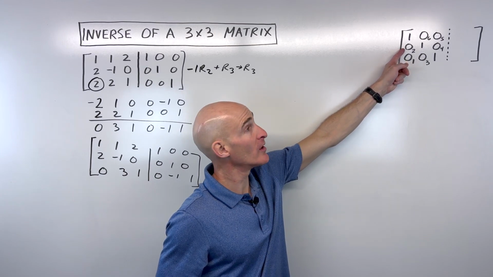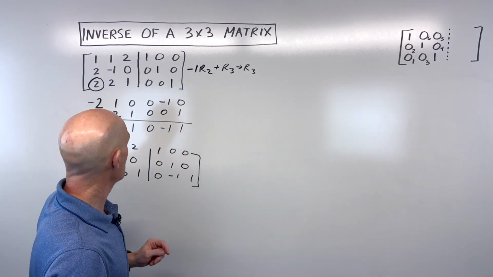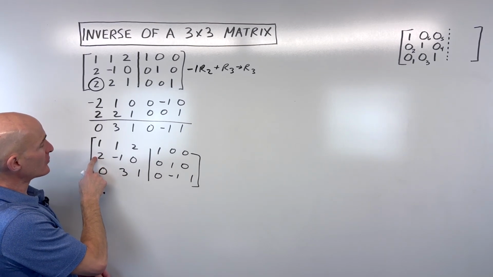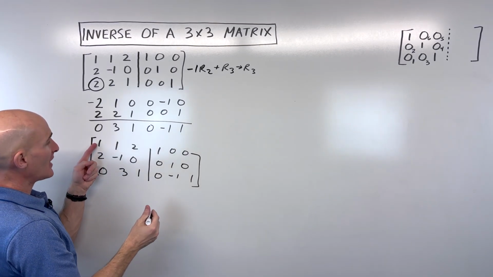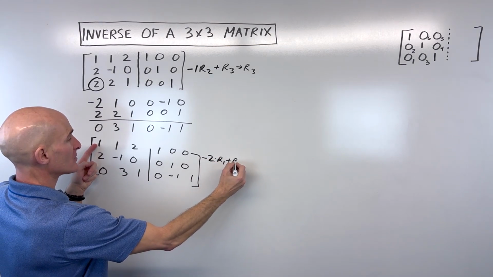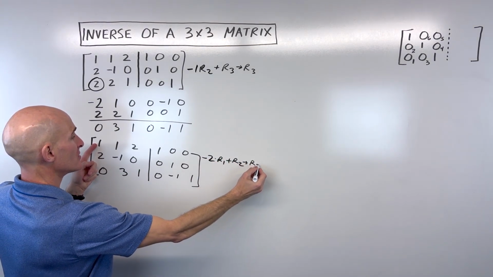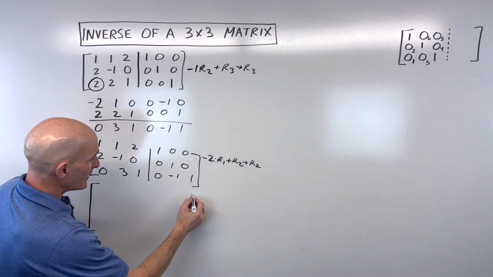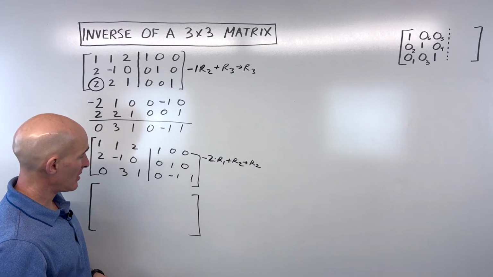We want to get 0 right above it here. That's the next step. So how am I going to get this to be 0? Well, I'm going to have to combine the first and second rows together. And the way I'm going to do that is negative 2 times row 1 plus row 2, and the answer is going to go into row 2. Now this I'm going to do in my head, but go ahead and check me on a scrap sheet of paper.